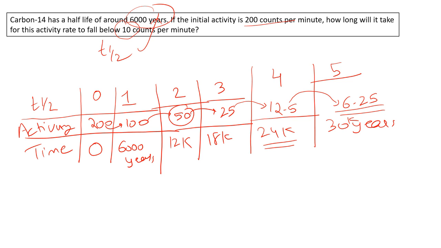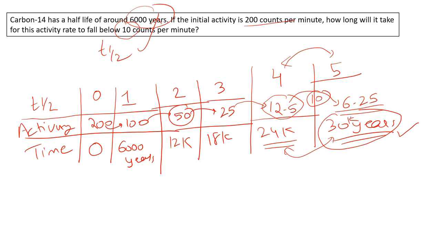For this particular chapter, this answer is enough, but this is not the exact answer. Because between the 4th and the 5th half-life, the activity will cross over 10. So the answer is not exactly 30,000, it will be somewhere between 24,000 and 30,000. But for this particular chapter, this much is enough. So 30,000 years is the right answer. Sheldon, did you understand this? Yes, I now got it.